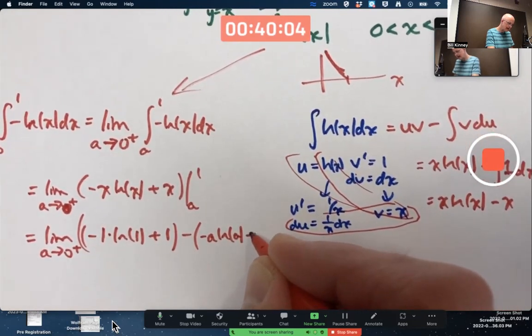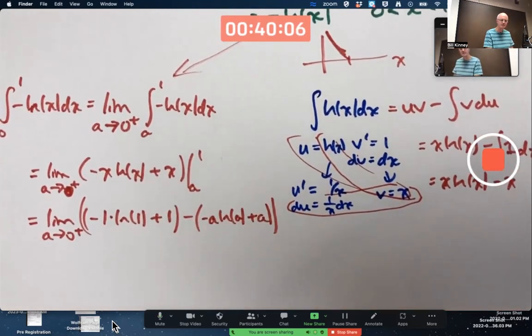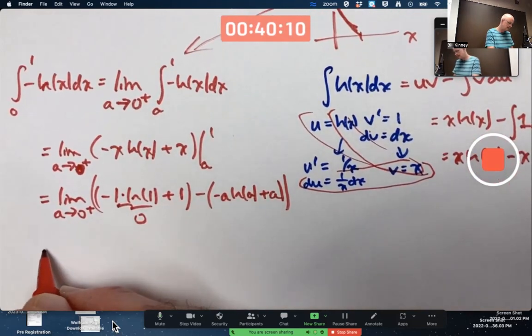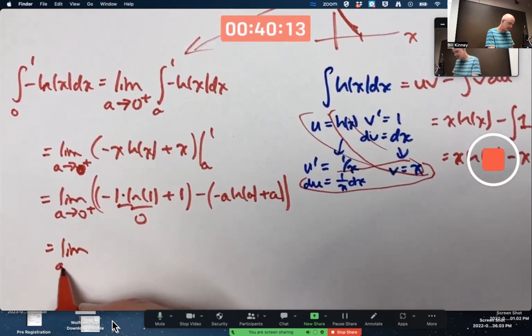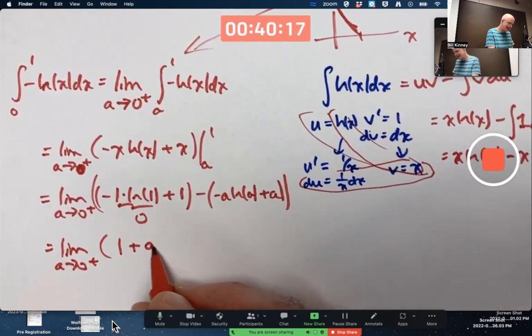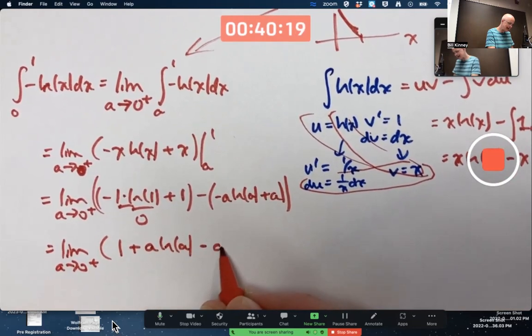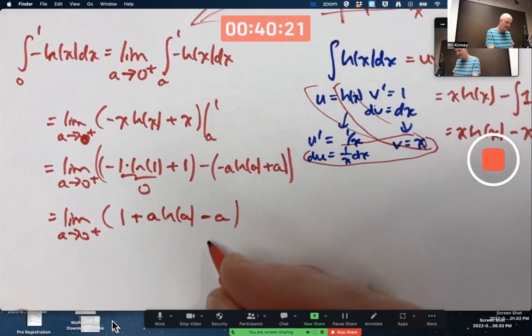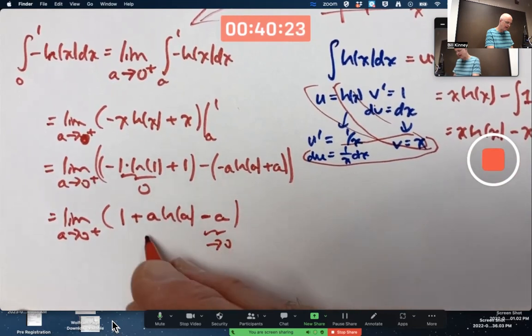Don't make a mistake. ln of 1 is 0. This becomes the limit as a goes to 0 from the right of 1 plus a ln of a minus a. That goes to 0, but what about this? Question mark, question mark.